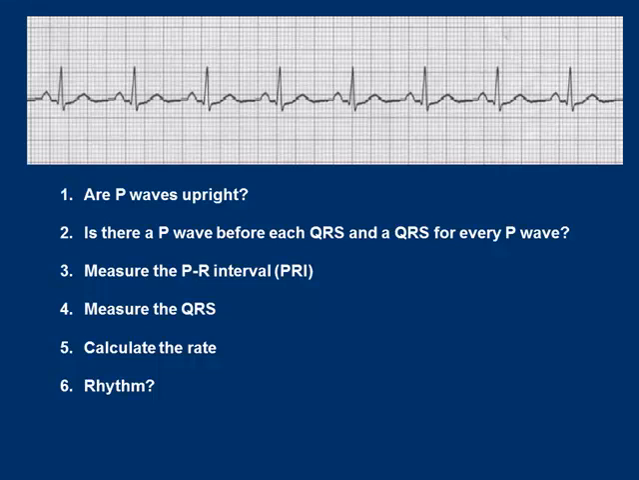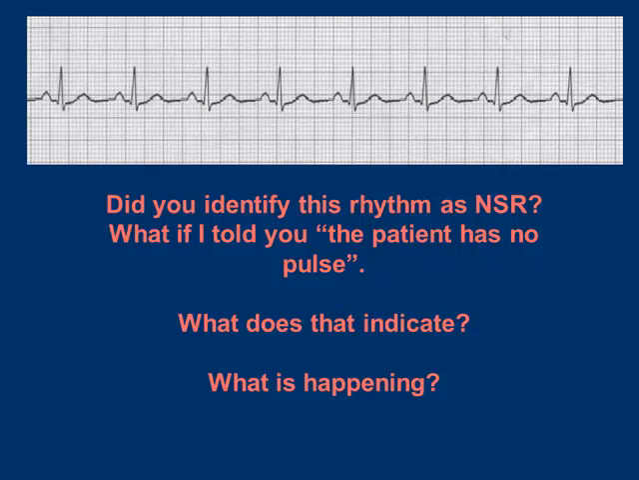Let's look at this. Answer the 6 questions. Tell me what you come up with. Did you come up with normal sinus rhythm? Well, yeah, that's what this looks like. It's normal sinus rhythm. What if I said to you, here's what your strip looks like, but this patient has no pulse? What does that mean?